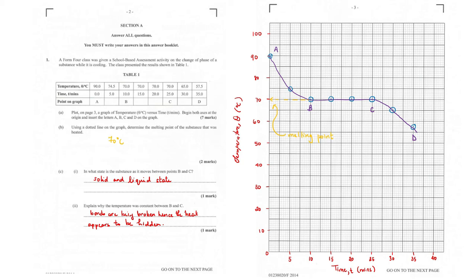So it says, in what state is the substance as it moves through B and C? So what's the state of B and C? The state of B and C would be solids and liquids. It would be a mixture of both. That's why we have the plateau, right? And it says explain why the temperature was constant between BC. They were constant because bonds were being broken, hence the heat appears to be hidden. Okay? As you can see, the freezing point is 70 degrees Celsius.